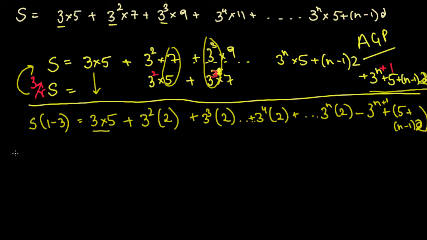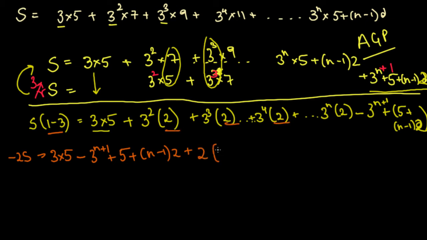Okay, cool enough. So minus 2S is 3 into 5 minus 3 raised to n plus 1 into (5 plus (n minus 1) into 2), and now I'm going to factor out a 2 from this, so 2 into (3 squared plus 3 cube, and so on up to 3 raised to n). So now you see a GP forming. How interesting is that? And it gives you a feeling that the problem is actually solved.